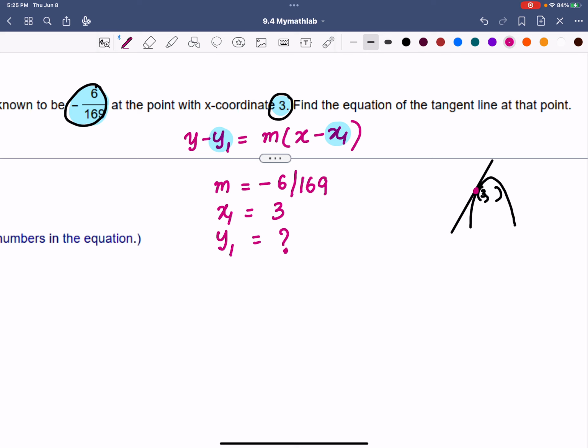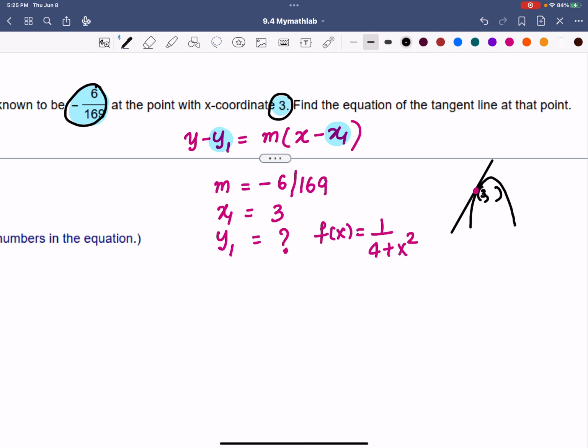But do I have the equation of the curve? Yes, I do. What's my equation of the curve? The equation of the curve is 1 over 4 plus x squared. Now if I take this 3 and plug it into the equation, I will get my y value. And that's exactly what I'm going to do.